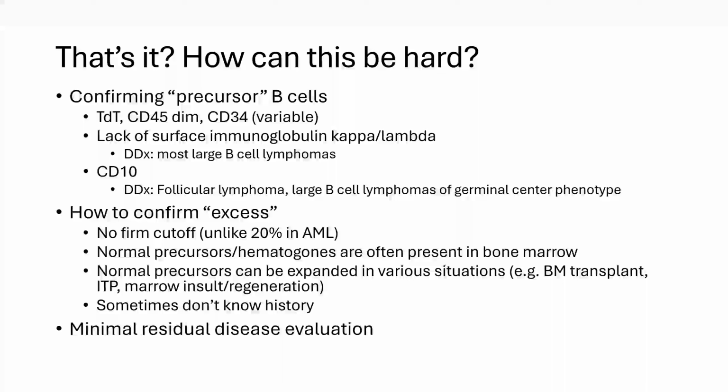The other slight challenge is confirming excess. For B ALLs, there's no firm cutoff, like there is a 20% cutoff in many AMLs. And normal precursors, called hematogones, are often present in the bone marrow. And there are certain situations in which those normal precursors can be expanded, such as after a bone marrow transplant, ITP, or some other type of marrow insult or regeneration.